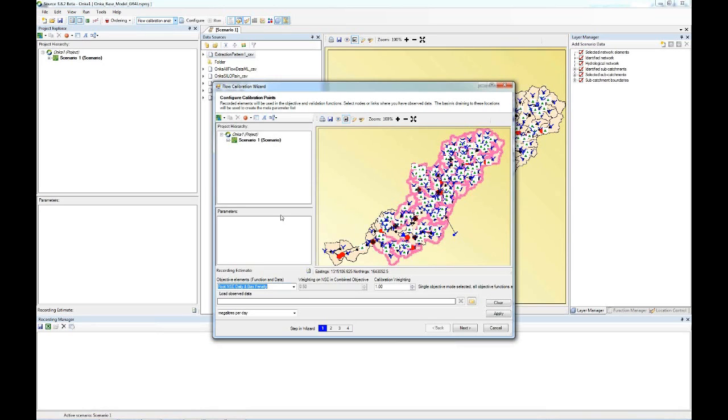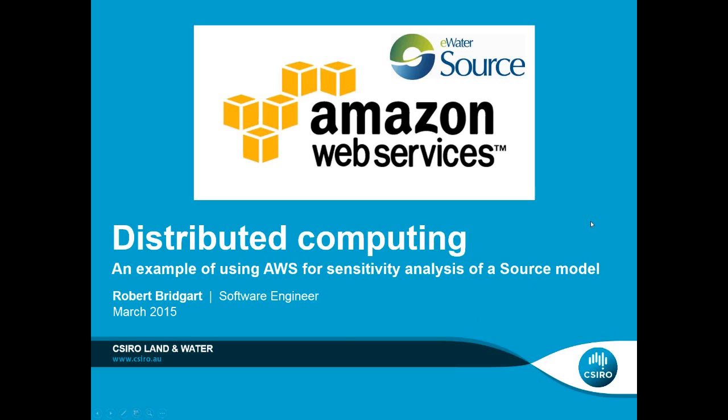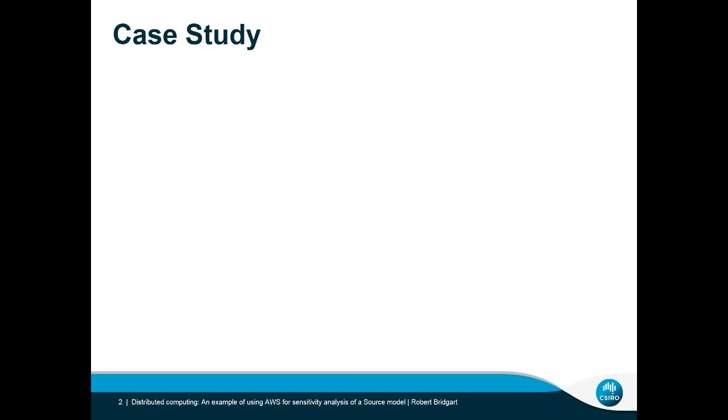My second example that I'd like to speak about is a slightly more elaborate case, for which I prepared some slides. This was basically a job to perform a sensitivity analysis on a Source model, and we decided to use the Amazon Web Services compute cloud to achieve this. And I'll just give you a bit of an overview about what we did and how easy it was to achieve, and the fact that we used the Source service interface to achieve it.